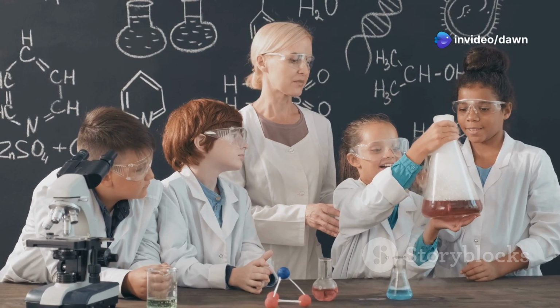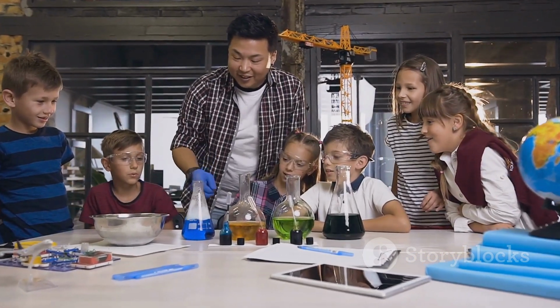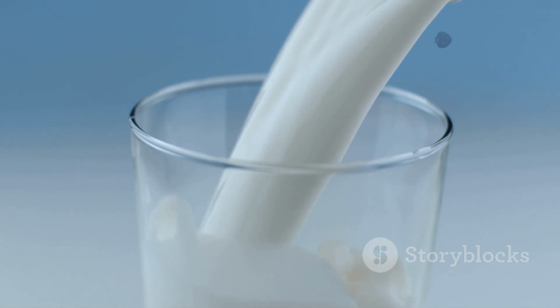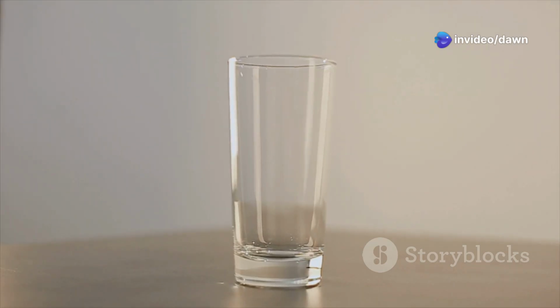Section 5. Colloids, the in-between mixture. So, last but definitely not least, we have colloids. Colloids are kind of like suspensions, but the particles are much smaller, so they don't settle out easily. Take milk, for example. Milk is a great example of a colloid.